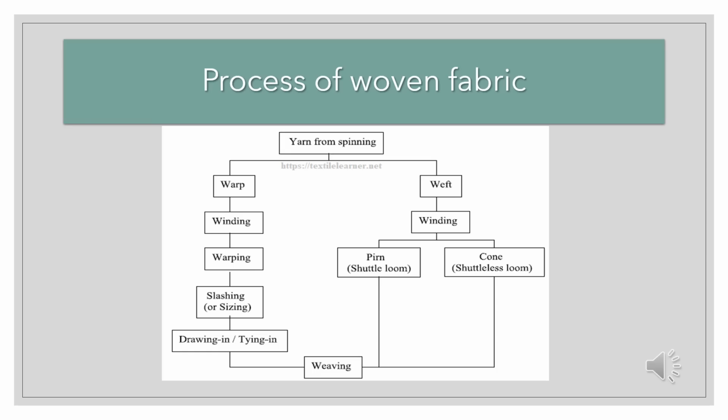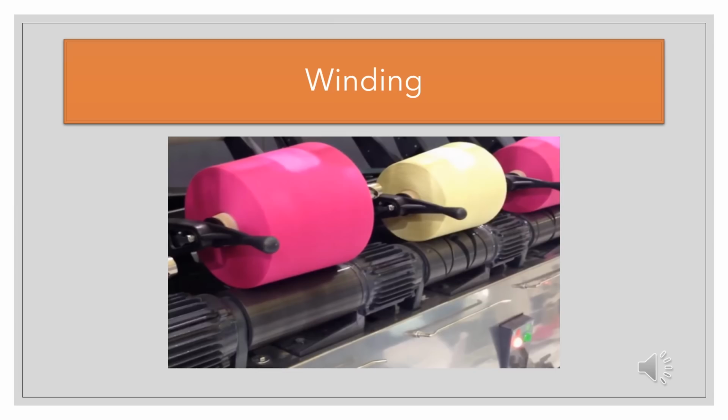Processing of woven fabric. The weaving process consists of the following steps: 1. Winding. 2. Warping. 3. Sizing. 4. Drawing in. 5. Weaving. Winding. Winding consists in winding the yarn on a tube.